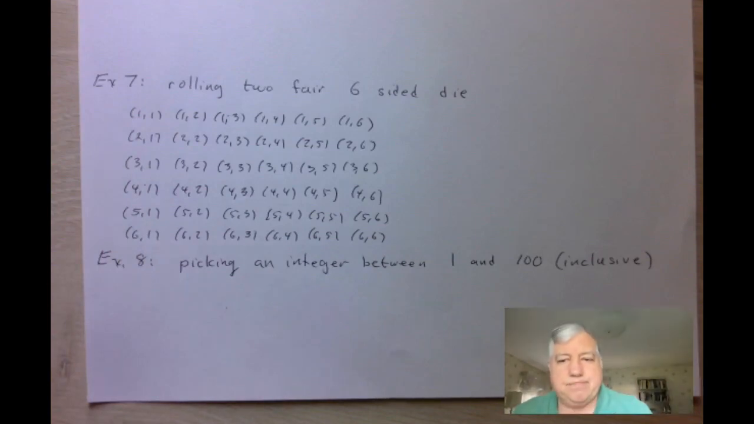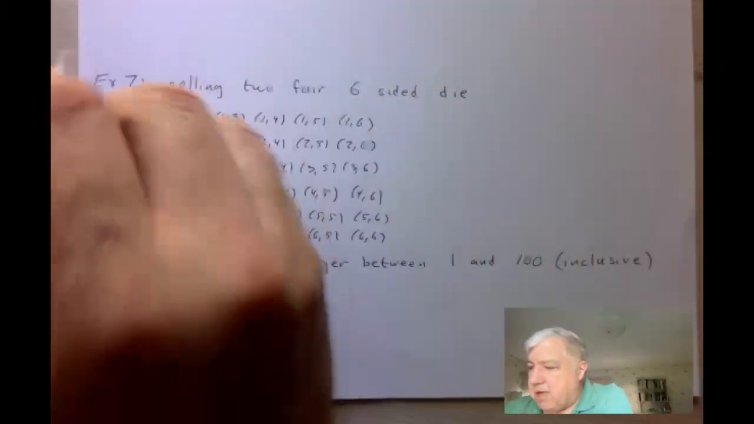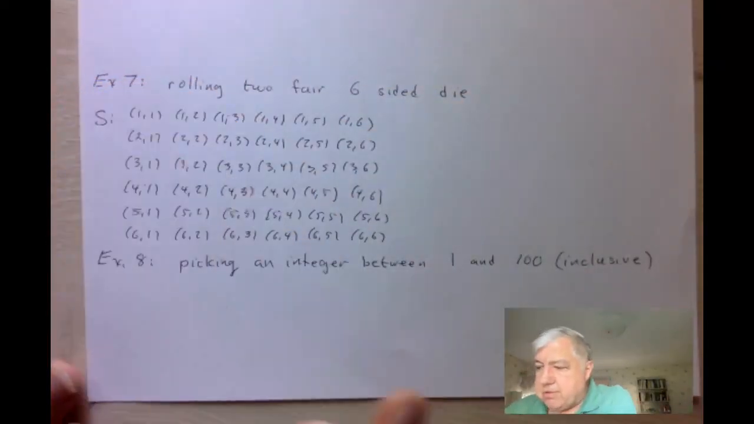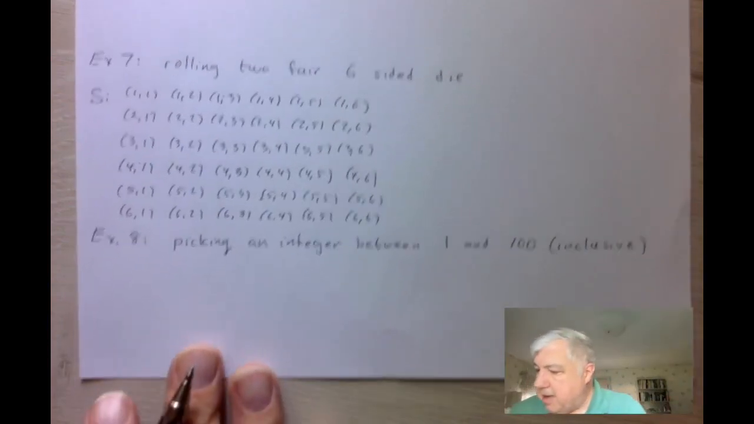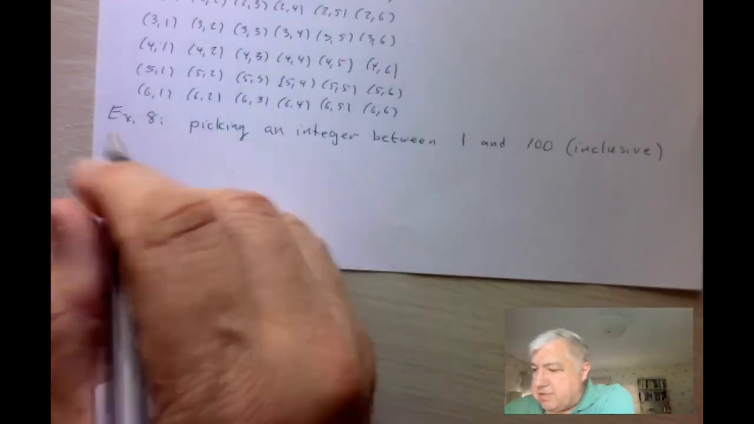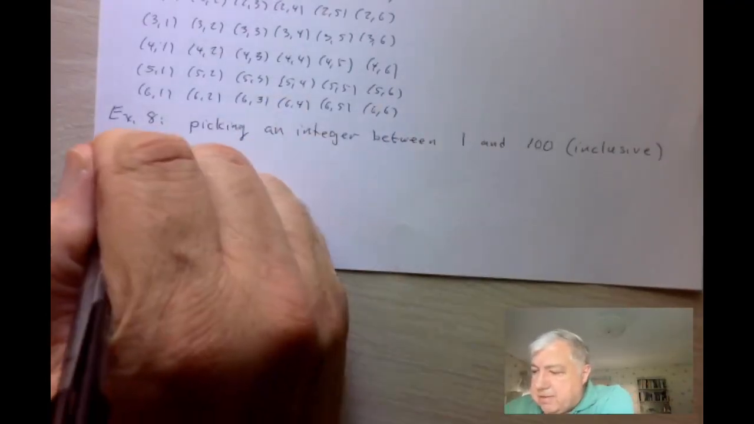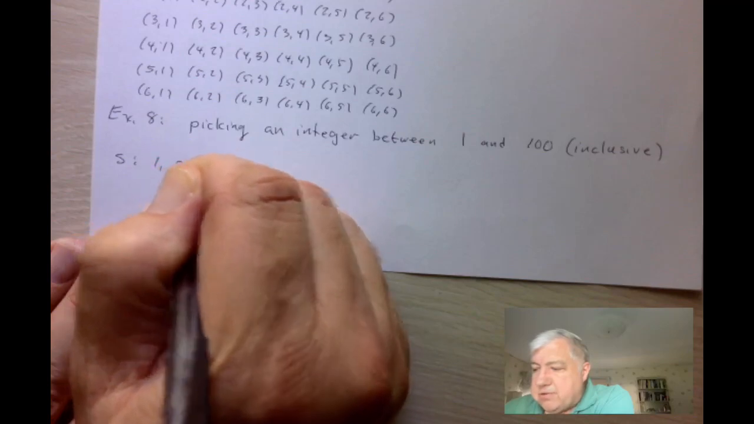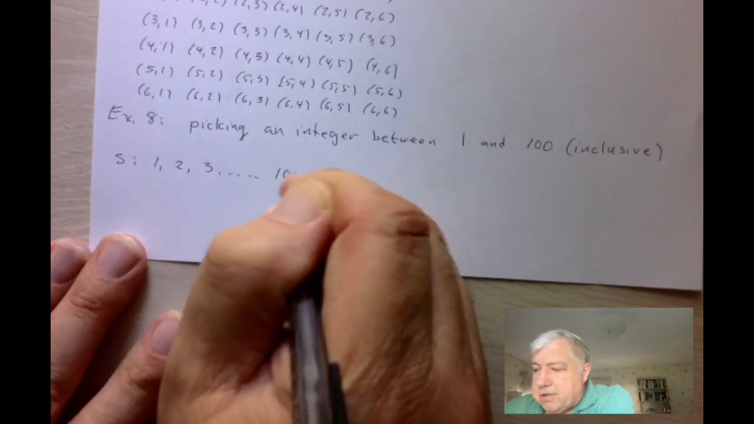Because basically rolling 2 dice one time consists of 1 outcome. Okay, so we have to record both dice, and so we can see that there are 36 possible outcomes here. Okay, and so this would be our sample space here. And then, of course, for the last one, picking an integer between 1 and 100 inclusive is like we did before with 15. The sample space would just consist of 1, 2, 3, all the way up to 100.